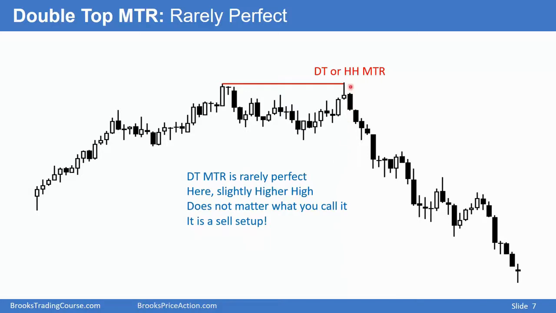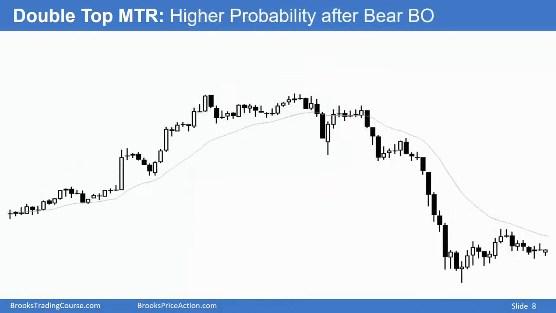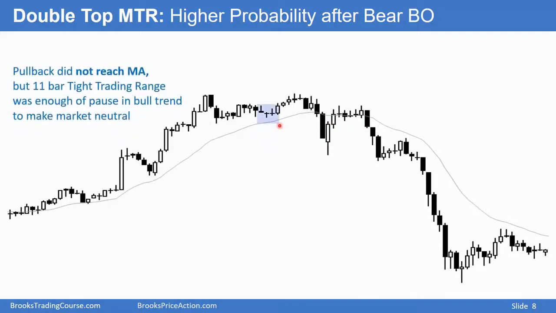Again, it doesn't matter if you call it a higher high or a double top. It's an attempt by the bulls to resume the trend, and it's failing again around the prior high. So it's a double top, it's a sell. We have a bull trend. The market went sideways for a lot of bars. And here we even broke below the moving average, and we have a moving average gap bar, a gap between the high of the bar and the moving average. The sign of strong bears.